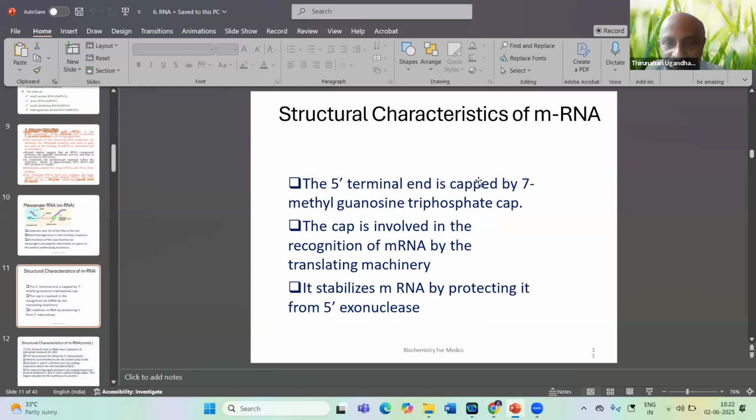Now the structure of the mRNA. The 5' terminal end is capped by 7-methylguanosine, and a triphosphate forms the cap. The cap is involved in the recognition of mRNA by the translating machinery. It stabilizes the mRNA by protecting it from 5' exonuclease enzymes.